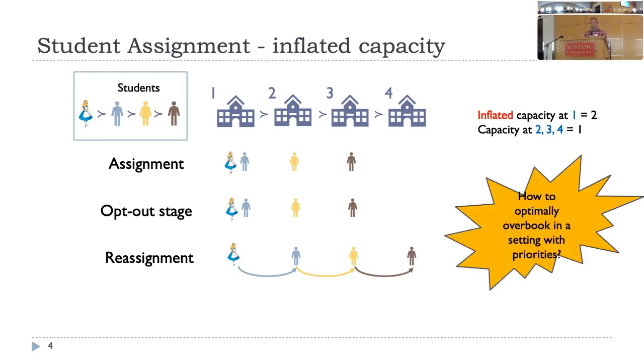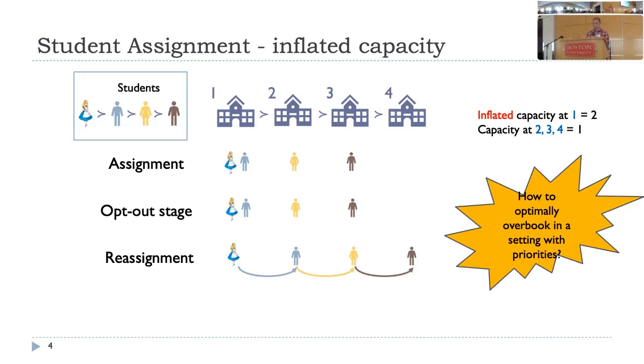So that begs the central question of the paper: how do we optimally overbook in a setting with priorities? You have those priorities or rankings of the students or of the schools, and because you have to respect them in the reassignment stage, this might lead to those long chains of movements.